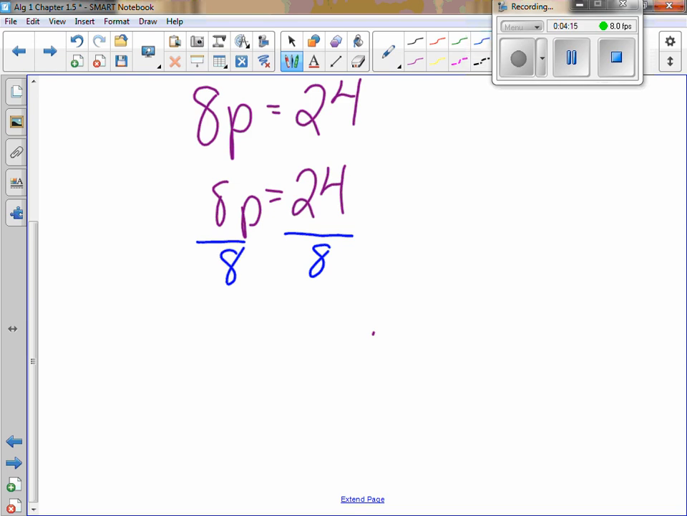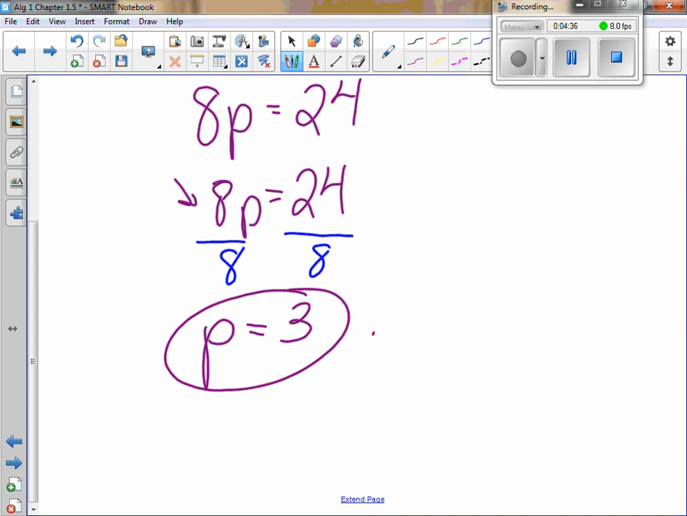Because again, what's our goal? To get p by itself, to find the value of p. Here I have 8p, so I'm going to divide by 8, because 8 divided by 8 is 1. We get p by itself. 24 divided by 8 is? So the value of p is 3.